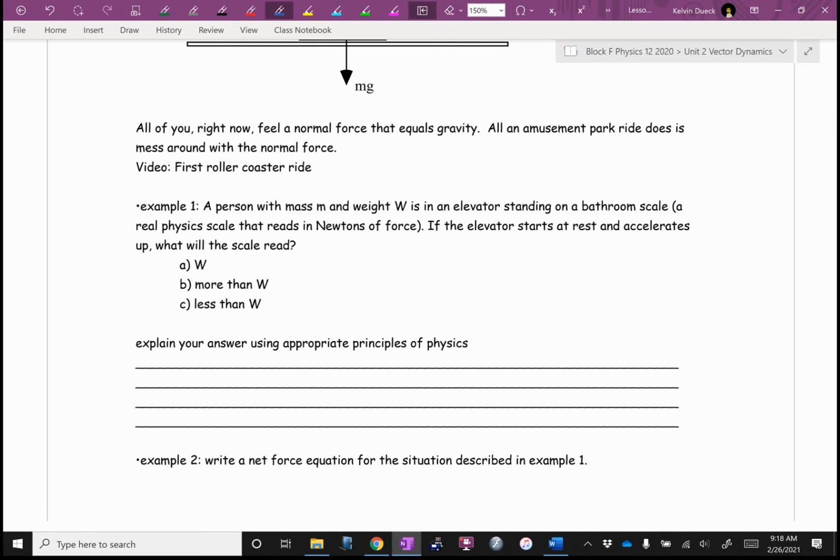Once again, we're going to vote. Once again, how high you hold your hand up is how sure you are of the answer. So if you were standing on a scale in an elevator that was accelerating up, would the scale read your weight, more than your weight, or less than your weight? Who says it would read your weight, exactly the same as before? Who says more than your weight? 1, 2, 3, 4, 5, 6, 7, 8, 9, 10, 11, 12. Who says less than your weight? 1, 2. Convince me.